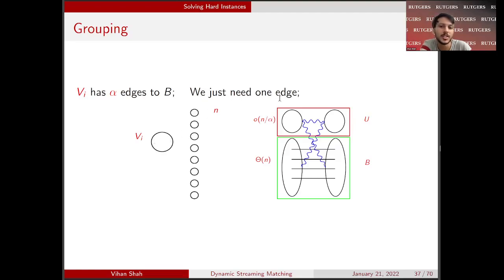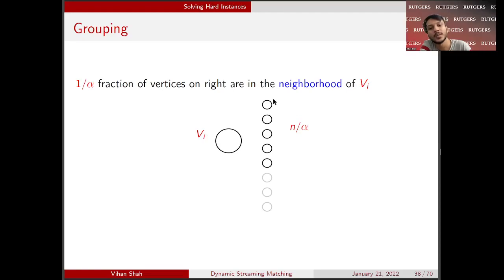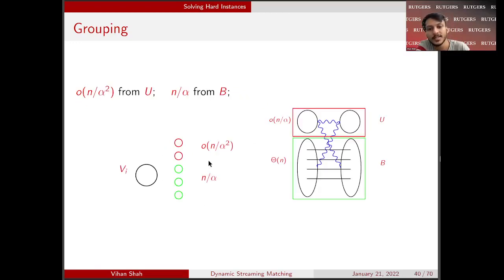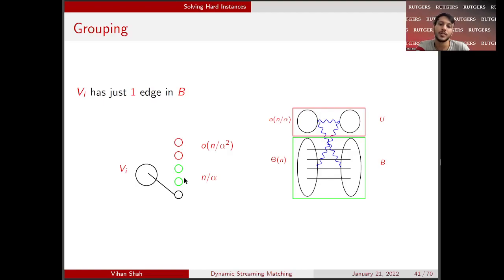Since we just need one edge, now we subsample with a rate of 1 over alpha. So for every group, we consider n over alpha nodes on the right, and we call it the neighborhood of Vi. Now the neighborhood of Vi will have just n over alpha nodes, and little o of n over alpha square come from U, and the remaining ones come from B. And now this is the one edge we want to recover. It has just one edge to the green part and many edges to the red part, and this is the edge we want to recover.